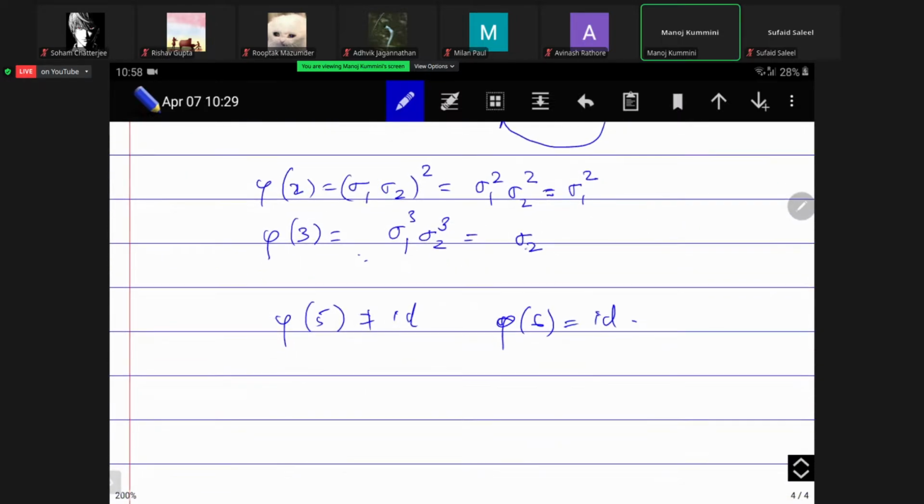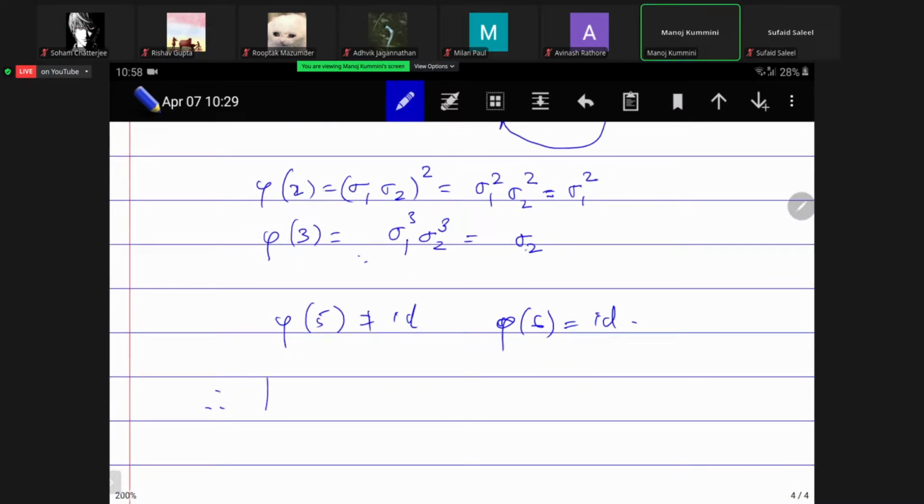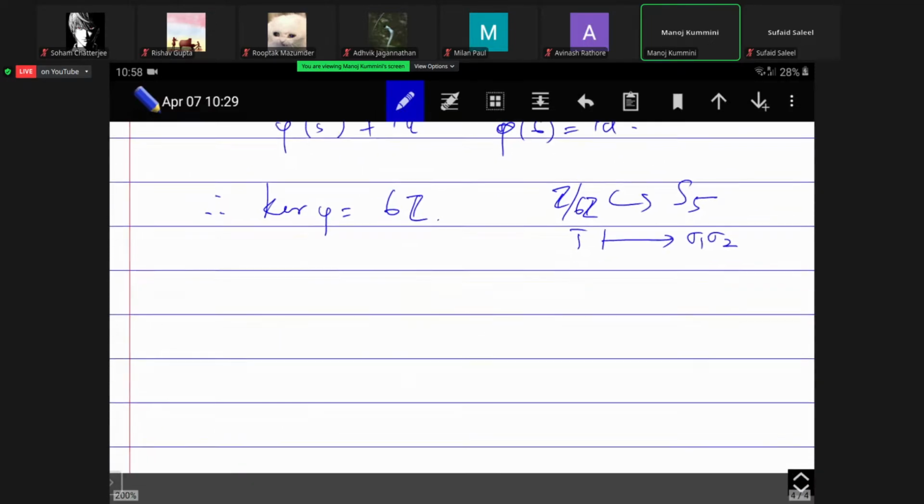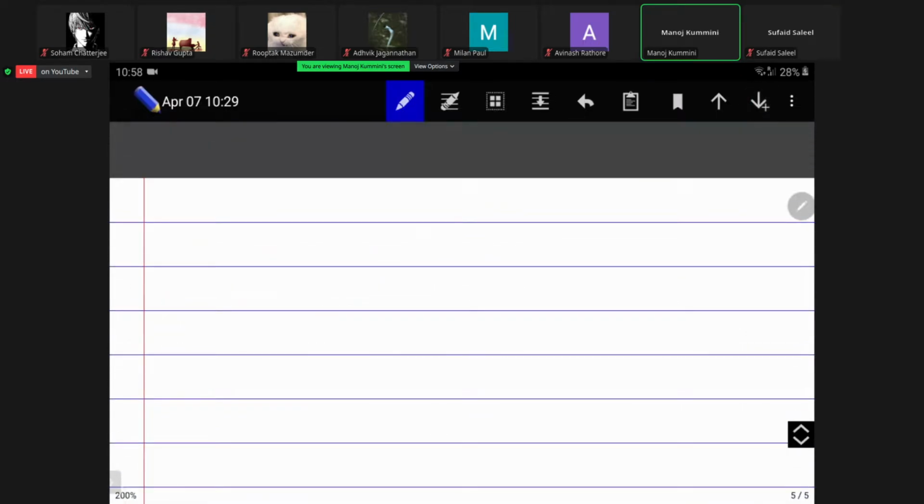So therefore, the kernel of phi is 6Z, and therefore Z mod 6Z injects into S5, in which 1 bar goes to this thing, sigma 1.